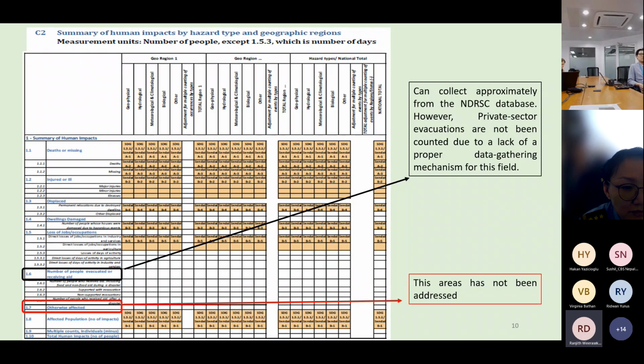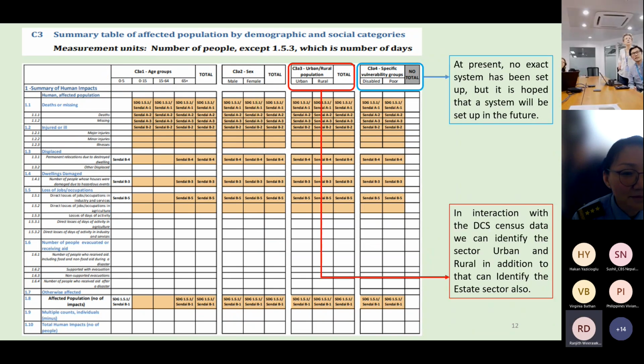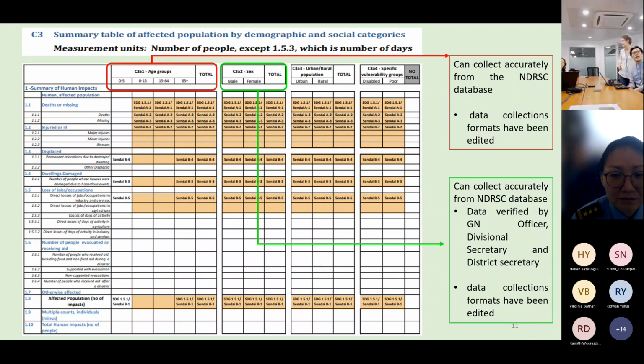Another slide, please. Next slide. Next slide, please. We are at table C3. Ranjit, can you see the same? No, next one. I think sometimes I don't hear you. We are at table C3. Okay.